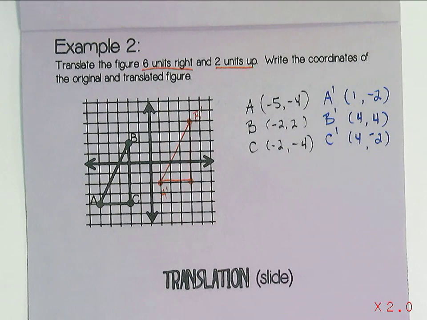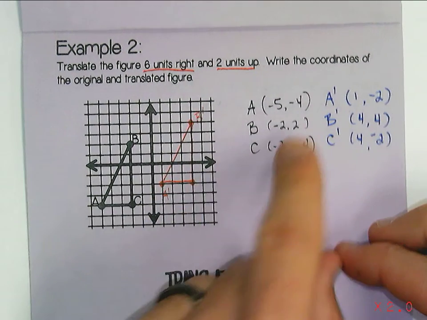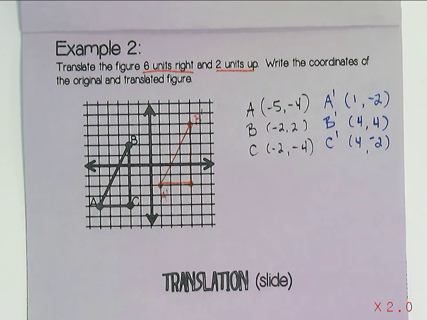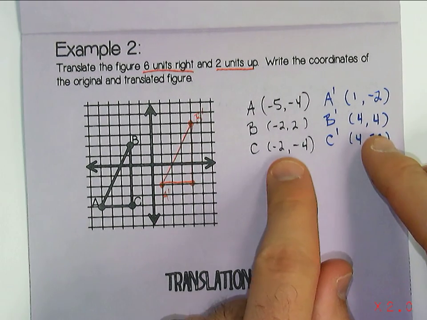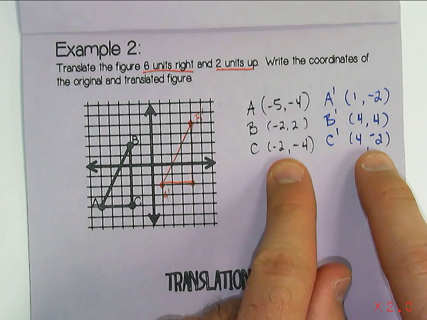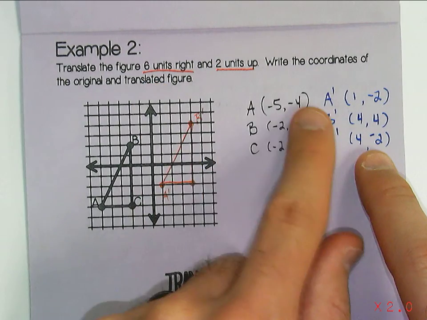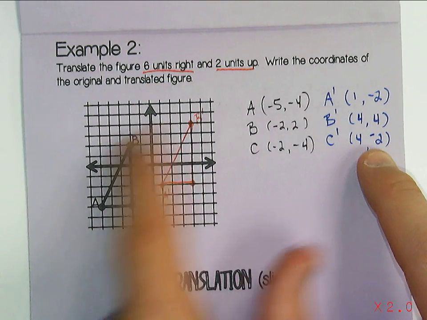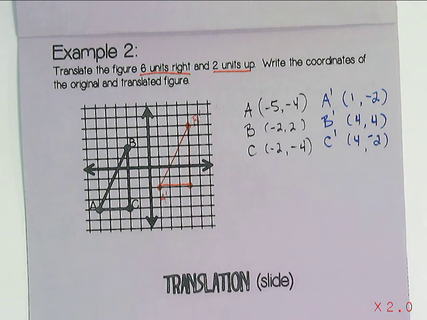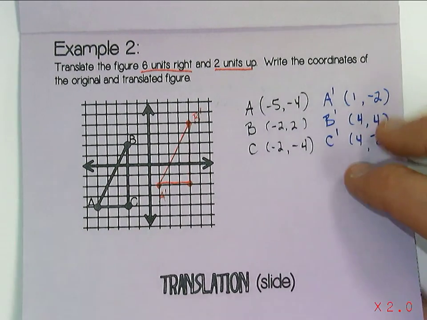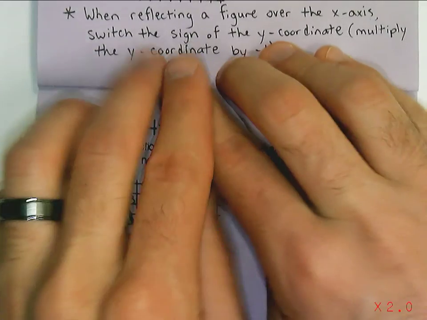So that's all you're doing, is either adding or subtracting from the coordinates depending on the directions that they give you. It's important that you write down the points from the first figure as well as the second figure. Don't try to just change it by looking at it, you're bound to make a mistake. So write all this down. This is important. All right, so those are translations. Let's move on from there then.